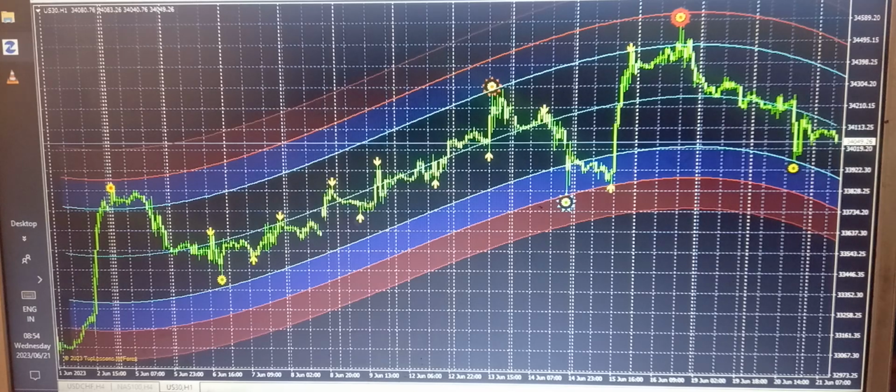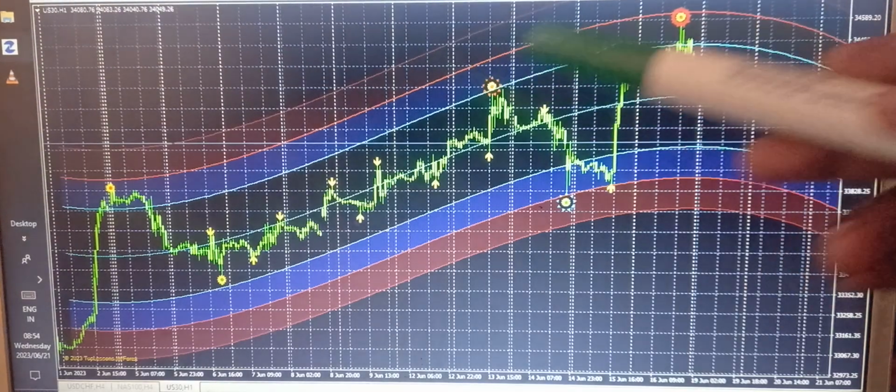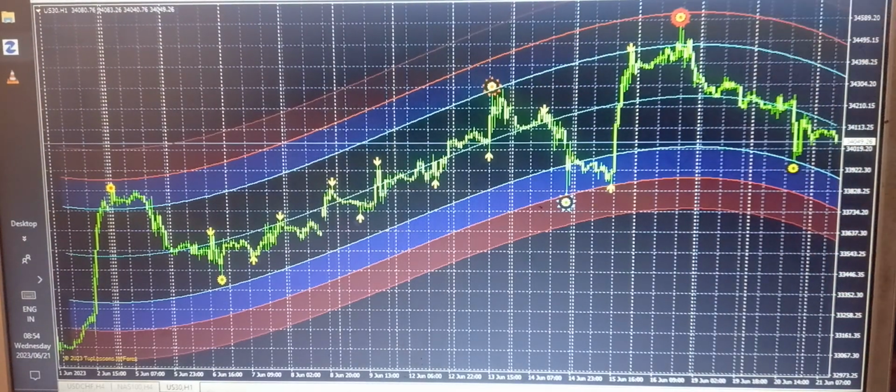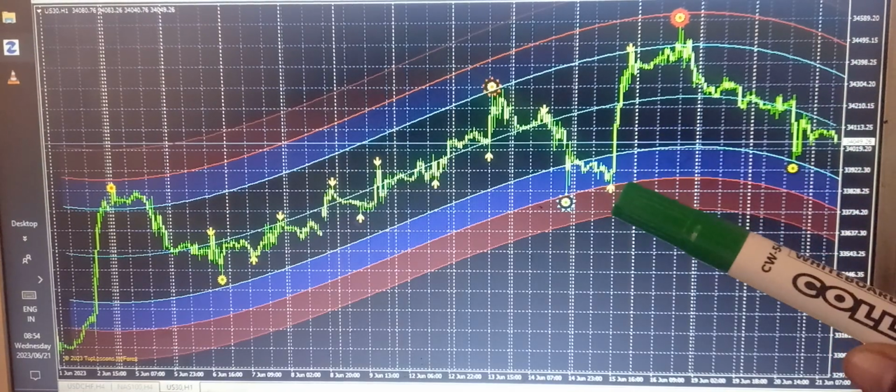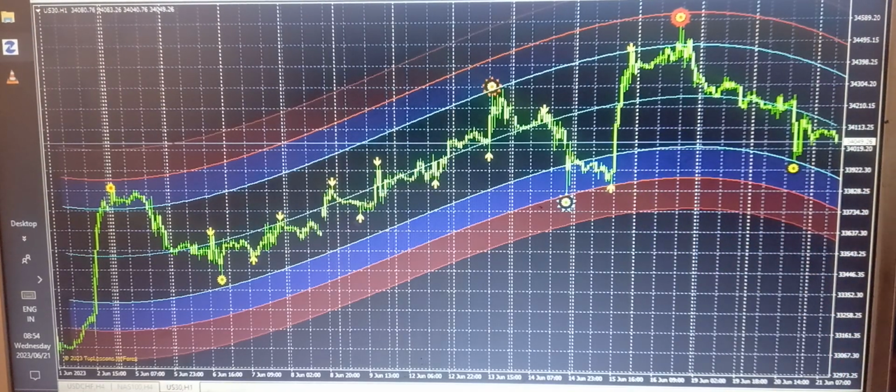So the only disadvantage about this software is that it requires a lot of patience, because you will not always receive the kind of signals that you are looking for. Sometimes you might not receive the arrows, and in that case it simply means you're going to do what? You're going to wait. Okay, it requires a lot of patience and a lot of time to master this.